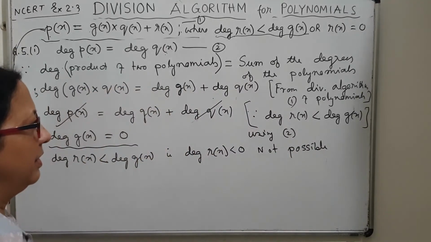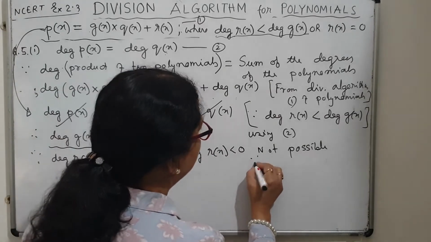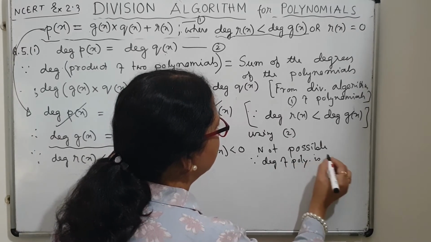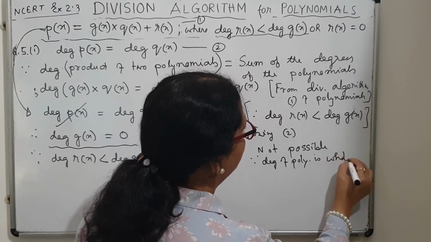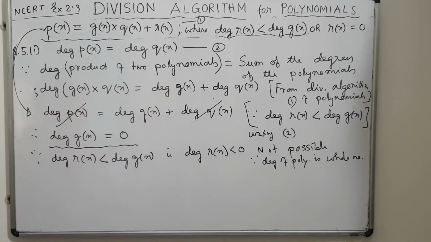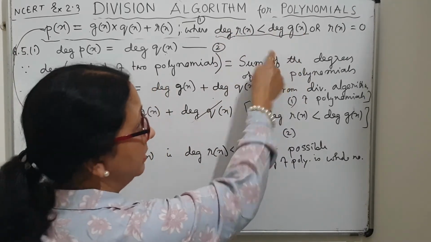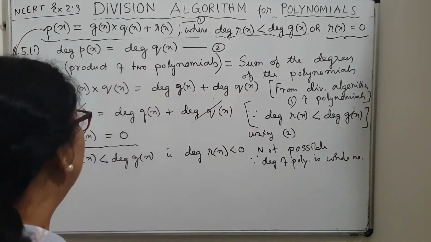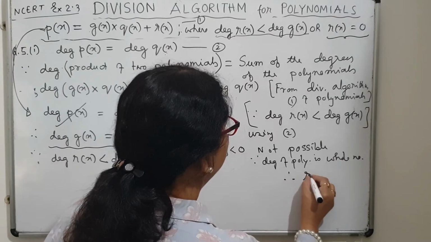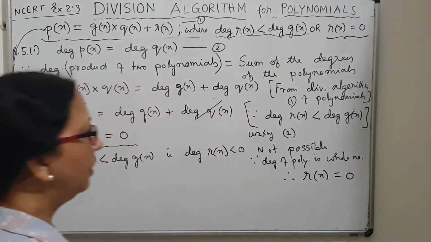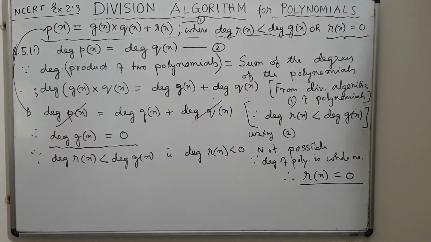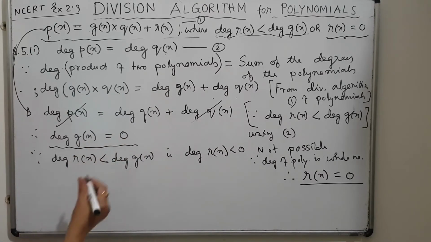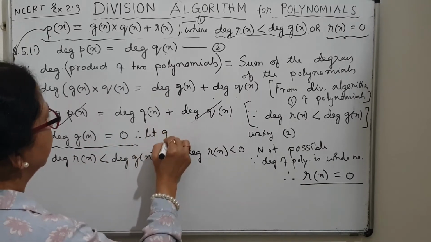Since degree of a polynomial is a whole number, this condition is not possible in this case. So we have to take the other option, that the remainder has to be the 0 polynomial. Therefore we take the remainder polynomial as 0. So I got the remainder polynomial, and I also know the degree of the g(x) polynomial. Degree is 0. So therefore for g(x), I can take any constant.